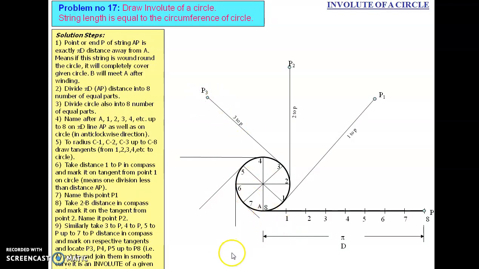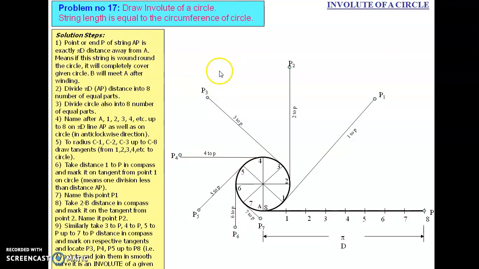Now the same process you have to follow again: 4 to P, then 5 to P, then 6 to P, then 7 to P, and here the last point will be 8. Now you will get all the points P, P1, P2, P3, P4, P5, P6, P7, and this is the end point. It will terminate on A only, because the condition here is that the string length is equal to the circumference of the circle.